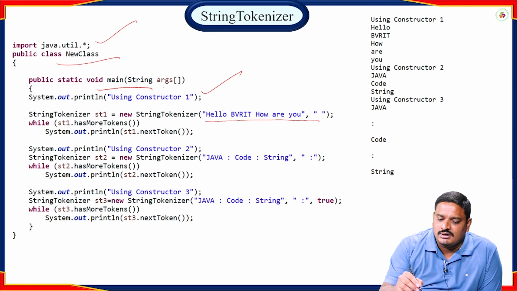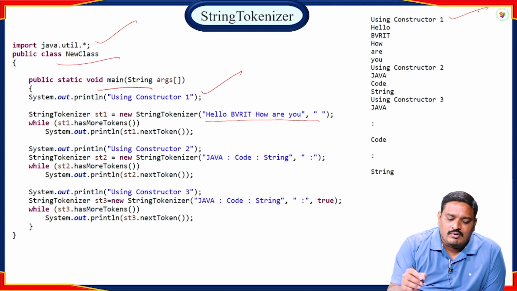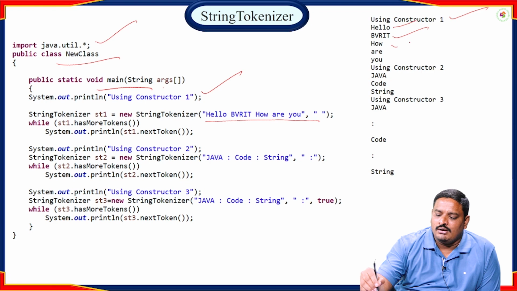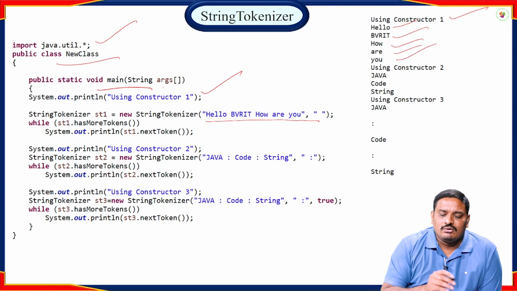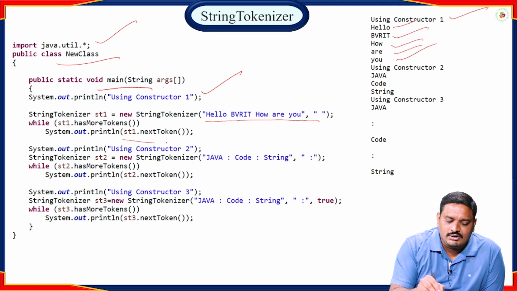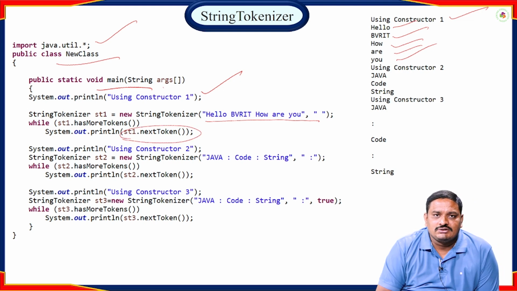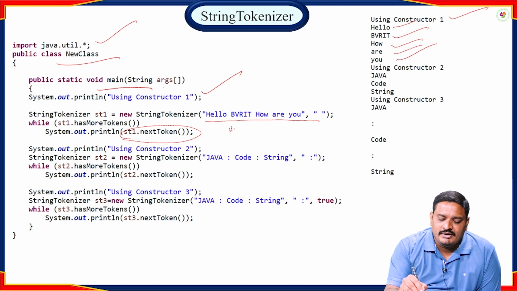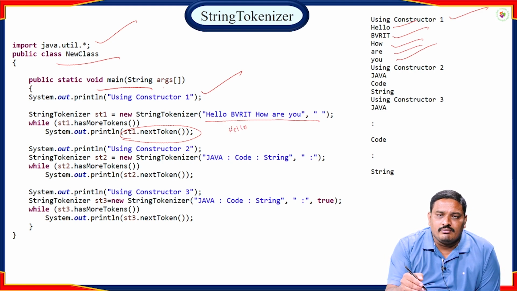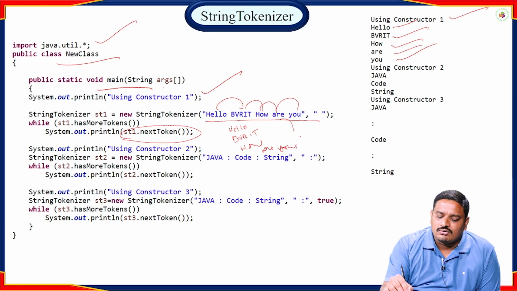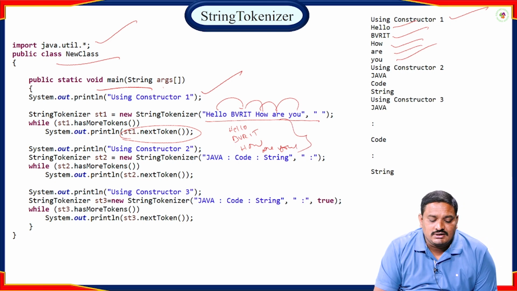In the first constructor, what are the tokens? Hello, BVRIT, how, are, you. These tokens are available under the first constructor. To display the tokens one by one, I use st1.nextToken. The first token, Hello, will be displayed. Then I use the nextToken method again: BVRIT is the next token, then how, then are, then you. All tokens are displayed under constructor 1.